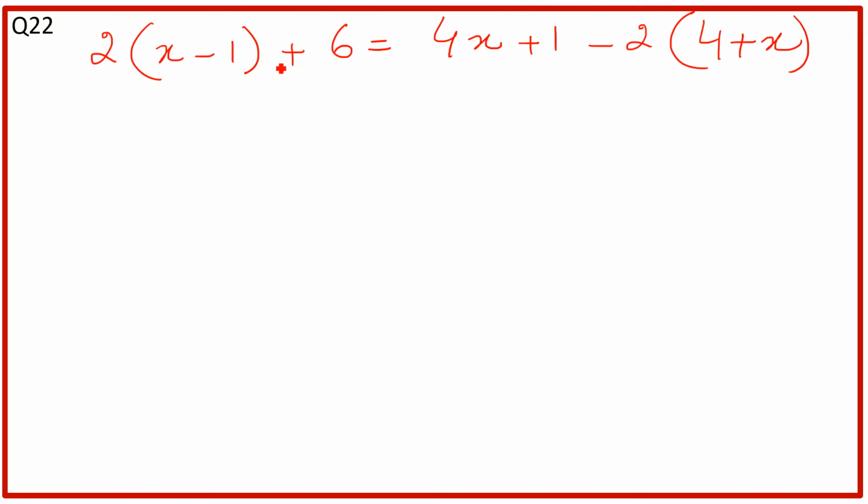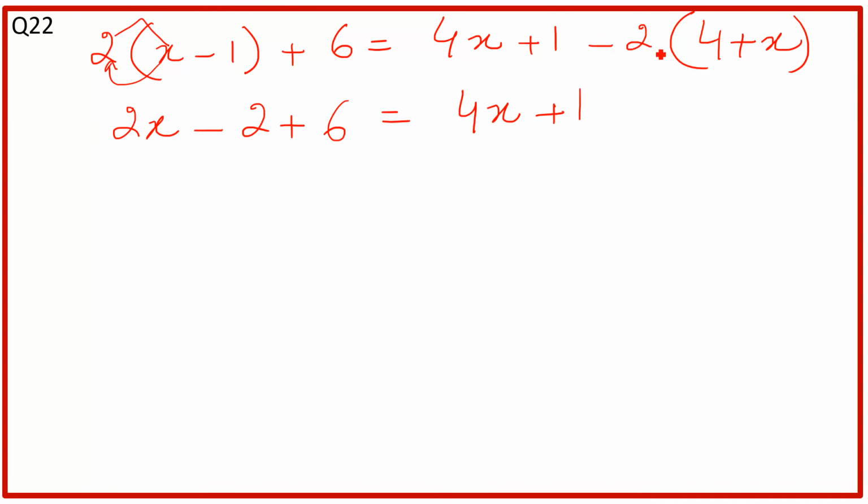This is our parenthesis, and we have 2 in front of it, and again negative 2 in front of this parenthesis. So one by one you have to multiply whatever you have inside the parenthesis with 2. Same thing we will do here. So 2 multiplied by x is 2x, negative 2, positive 6, equal to 4x remains the same, positive 1 remains the same.